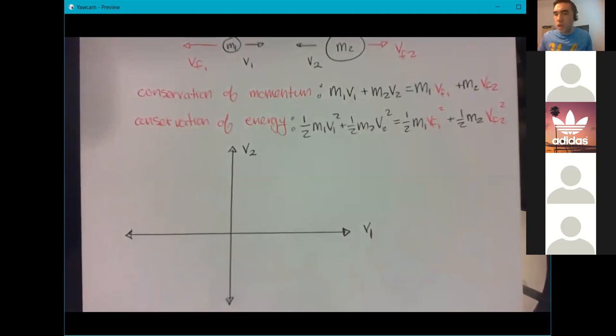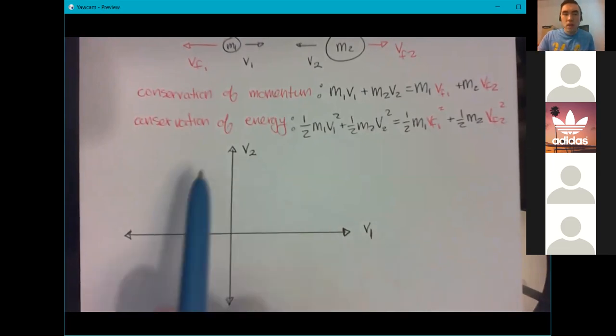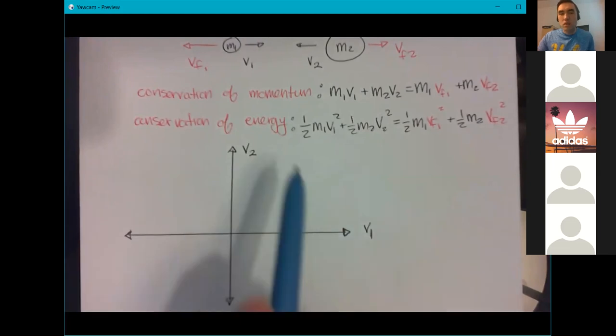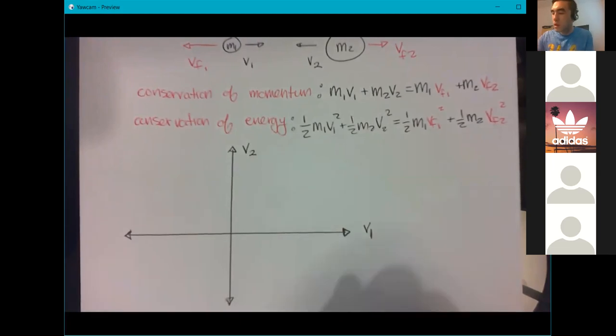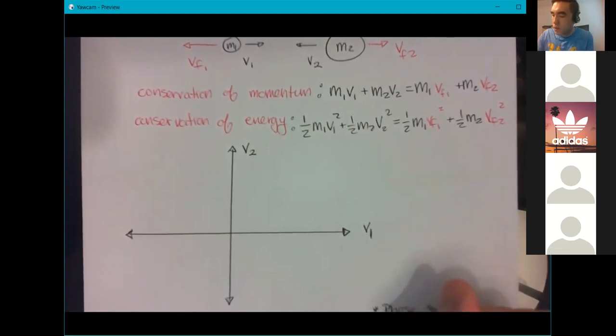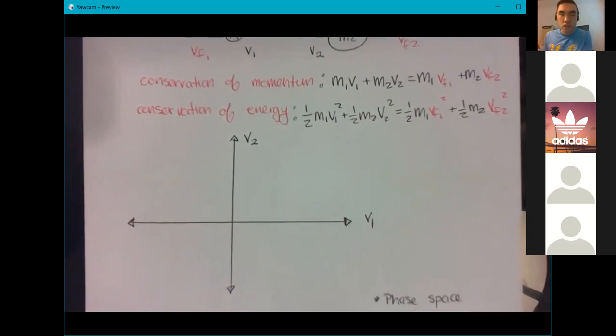So instead of working with X's and Y's representing positions, like on a piece of graph paper, I'm going to have these axes represent velocities, and when I work in a space like this that doesn't represent real physical space, we call this type of work in physics working within a phase space. We can say that this is the velocity phase space.